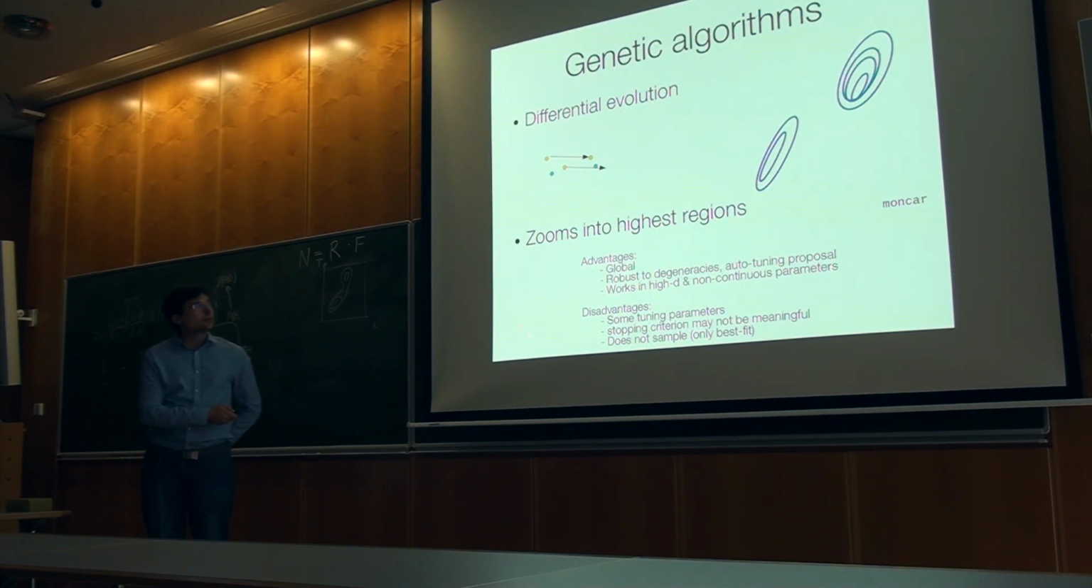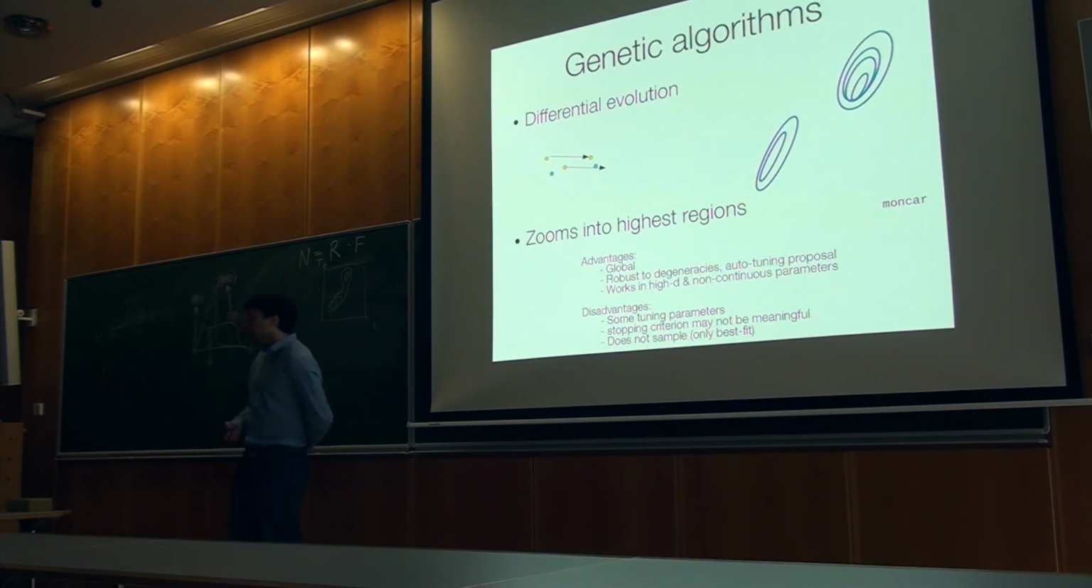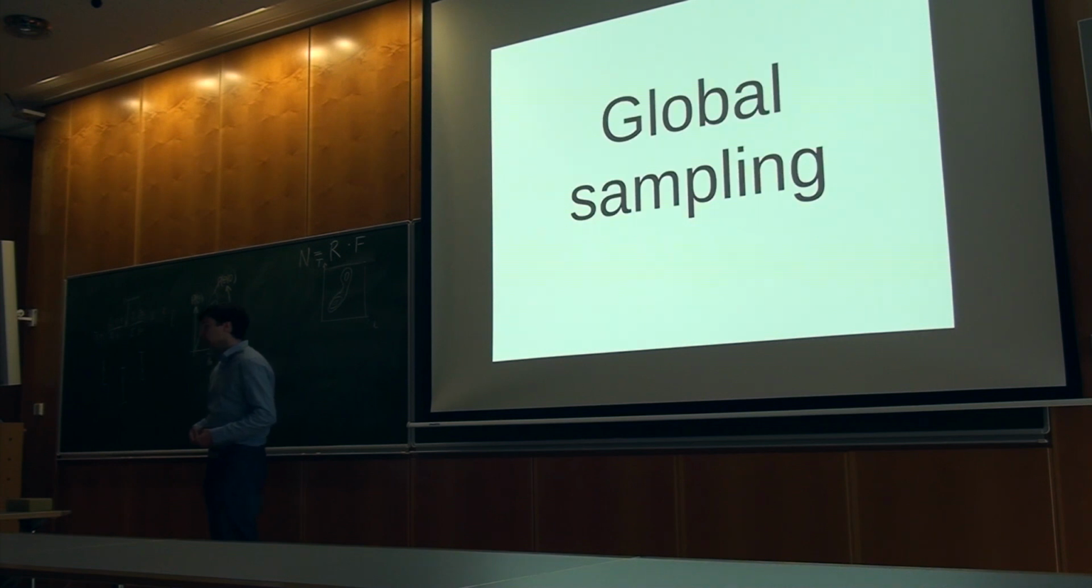Disadvantages are that these genetic algorithms have some tuning parameters, and you need to specify when you stop the whole thing, which does not necessarily have a meaning. And it does not provide you with the chain. It doesn't sample. And I will move the global sampling algorithms, that's the fourth category, a little bit later to model comparison.